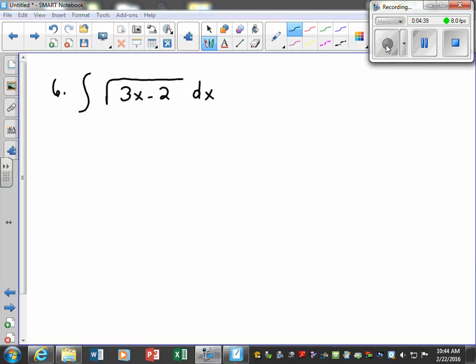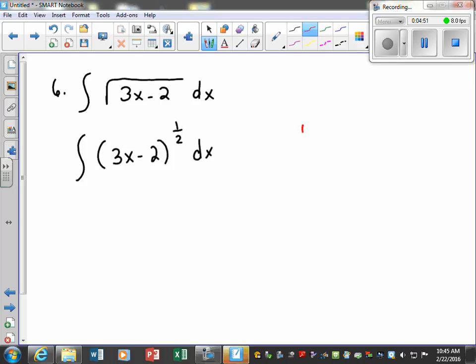Okay, we start with number 6, and we want to rewrite this using an exponent. Now this is the case when we use u substitution. We can see that this is more complex, and we would allow that to be our u. So if we come off to the side and we say u is going to be 3x minus 2, okay, what is the derivative of u? 3, and then don't forget dx, right?